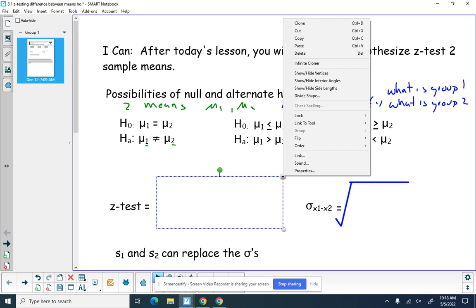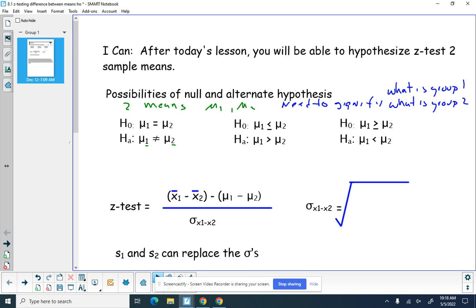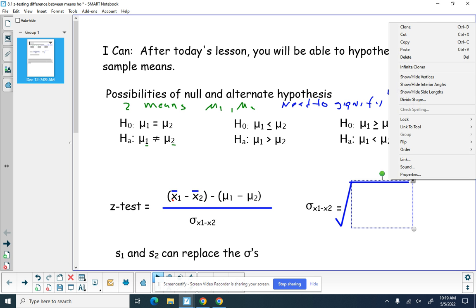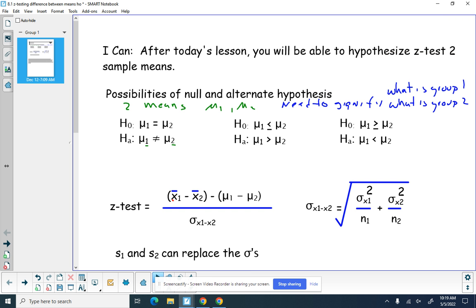Our z-test value: we have sample mean 1 minus sample mean 2, minus mu1 minus mu2, and this is over sigma x1 minus x2. And how we calculate this will be over here to the right. It's your variance 1 divided by sample size 1 plus variance 2 divided by sample size 2, and you take the square root of that.